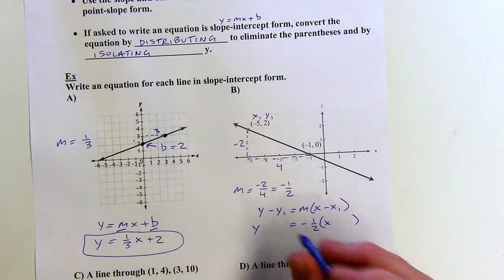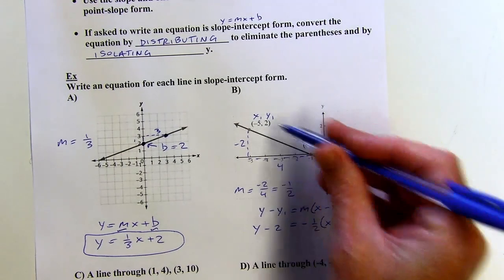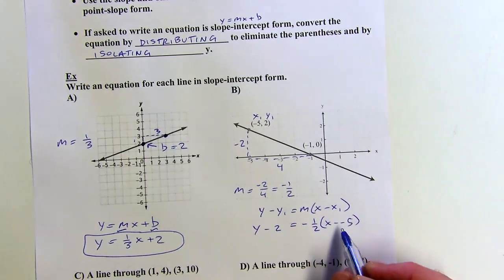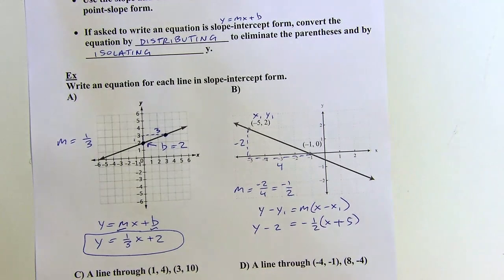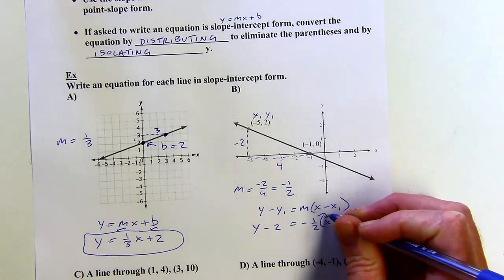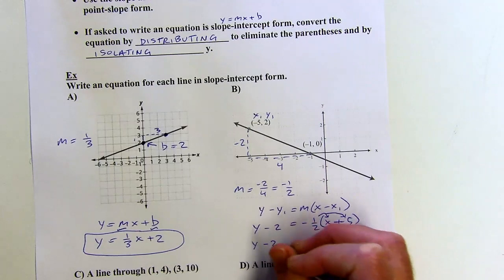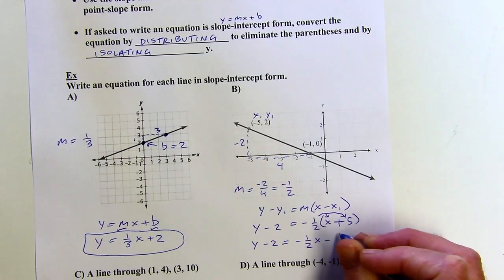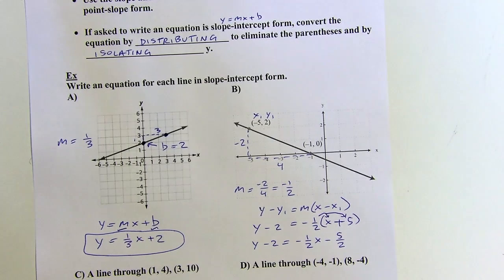So I'm plugging in 2 for y sub 1, so y minus 2. I'm going to plug in -5, so I'm subtracting -5. That means I got a double negative there, which I'll rewrite as a positive. Okay, so now what I want to do is get rid of the parentheses. I'm going to distribute the -1/2. Okay, so -1/2 times 5 would be -5/2.